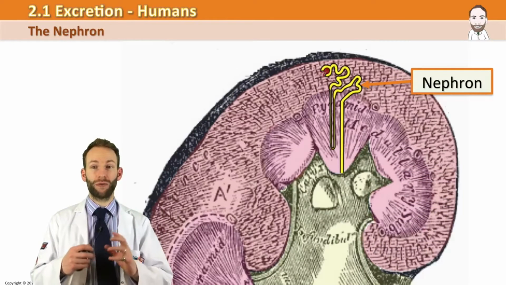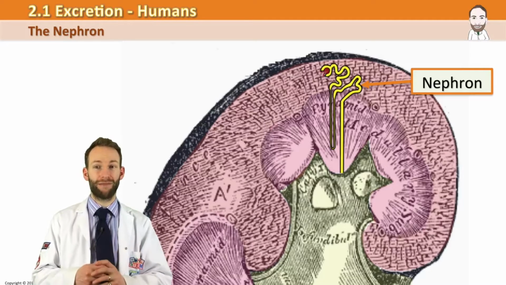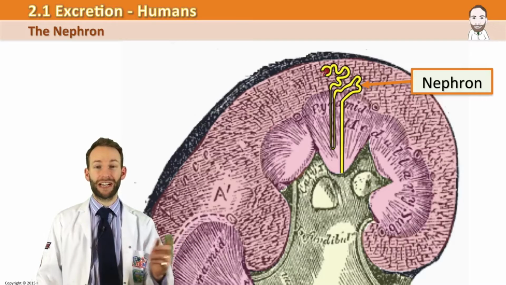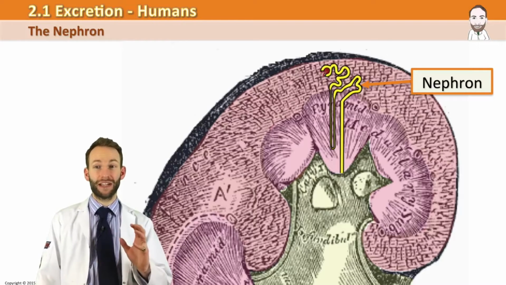If you do that, what you would see are lots and lots of tiny tubules called nephrons. In fact, there are about 1 million of them in each kidney. If you could unravel them, they would stretch for about 60 kilometers. And these nephron tubules are supplied by a network of capillaries.